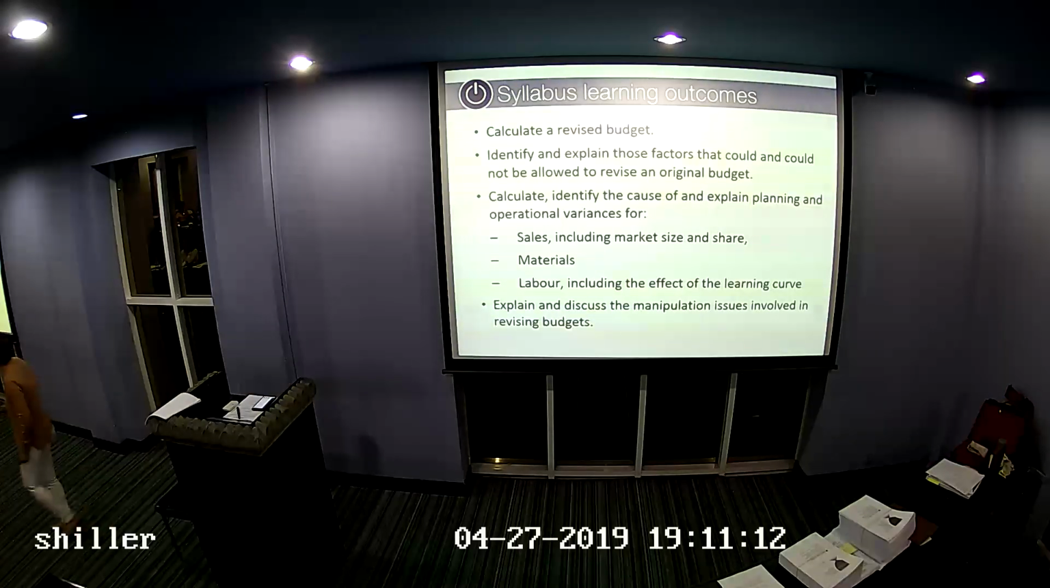What are our learning outcomes? We need to be able to learn how to calculate a revised budget. Also, we have to know when we can revise and when we cannot revise, and I will tell you the reason why. It's very important to know when we can and cannot revise the budgets. And also to be able to calculate and explain the planning and operational variances for sales, which includes market size and share, materials, and labor.